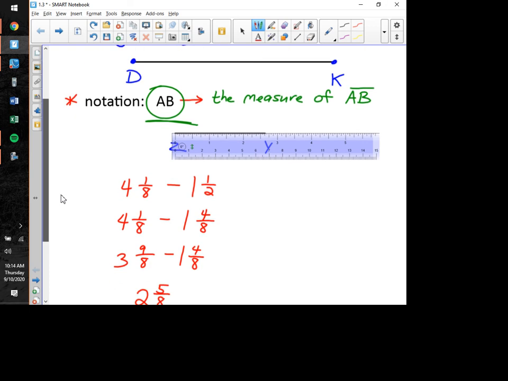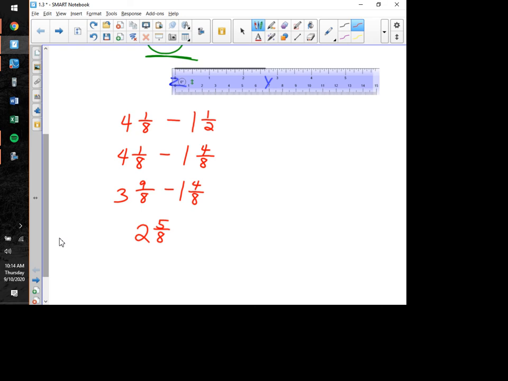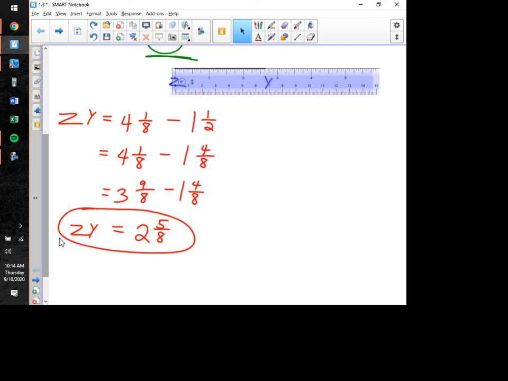So with this work that I did in red, I was trying to find the measure of line segment ZY. So really, this would be a proper way of writing that. ZY is equal to all of that work, and we end up then with this. And the way we would read this final statement, everyone, is the measure of line segment ZY is 2 5/8 units, whatever units it is that we're talking about there.